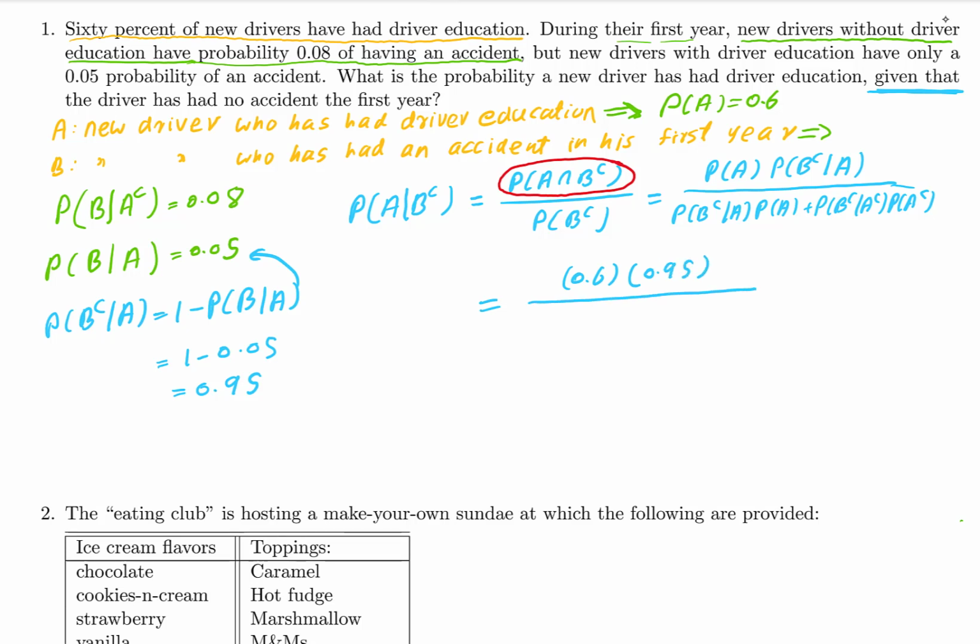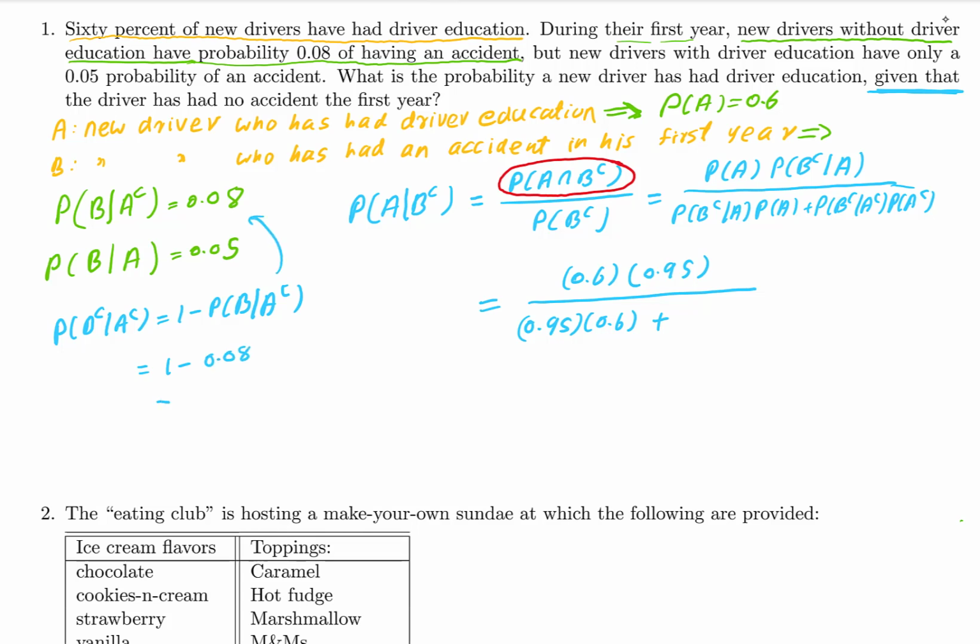Divided by, now you can use the same values for the first term at the denominator. But how do we find the probability of B complement given A complement? Actually, the same way we used for the first one: B complement given A complement equals 1 minus probability of B given A complement. So 1 minus 0.08 gives 0.92. Therefore, we can use 0.92 here, and then probability of A complement. We know probability of A is 60%, therefore probability of A complement should be 1 minus 0.6, which is 0.4.